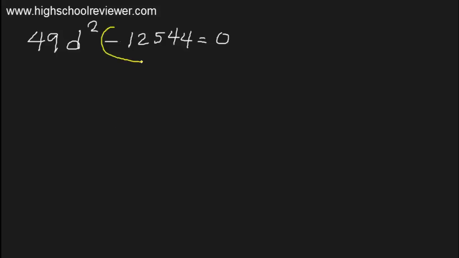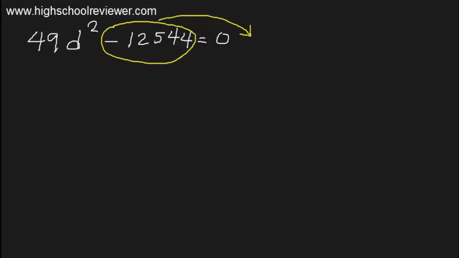Solving quadratic equation by extracting square roots. Our next problem, we have positive 49 d squared minus 12,544 equals 0. So to solve for the value of d, first we need to transpose negative 12,544. So we need to transpose this to the other side.